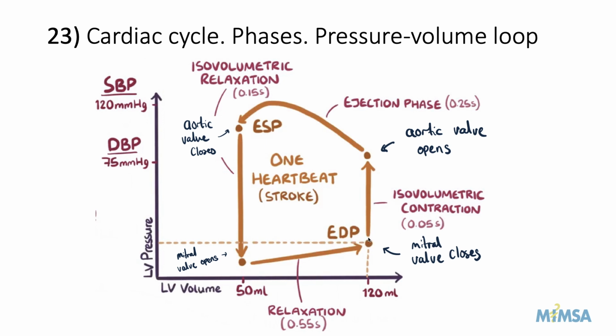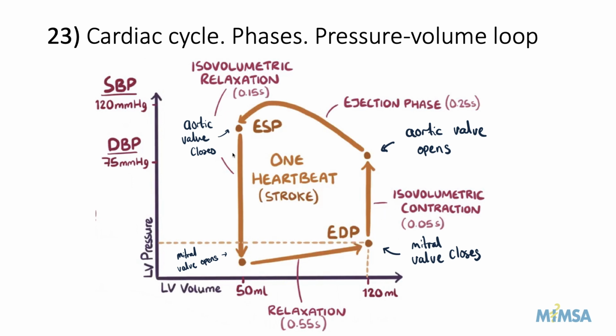Let me just explain this graph first. Your left ventricle volume is on your x-axis, and your left ventricle pressure is on your y-axis. At the start of ventricular contraction, the pressure isn't that high. It will probably be around 10 millimeters of mercury.